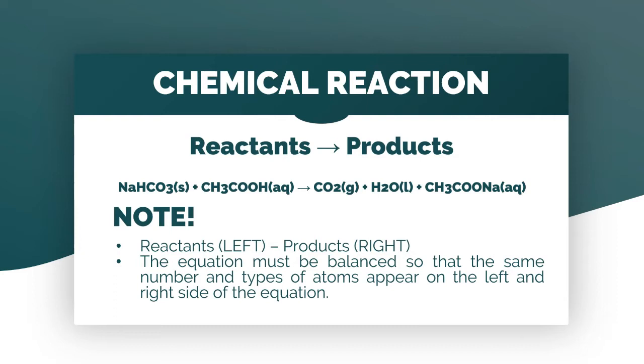The reactants should always be written on the left side, while the products should always be written on the right side. And also, the equation must be balanced so that the same number and type of atoms appear on the left and right side of the equation. So this follows the law of conservation of mass.